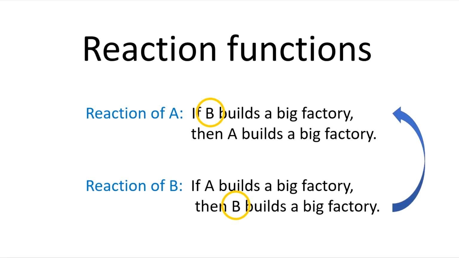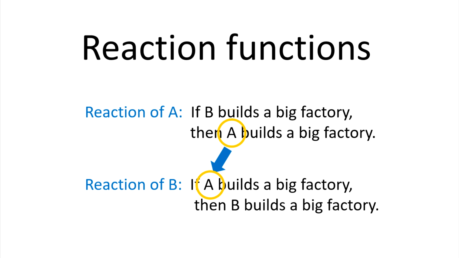And now you see another linkage. Here, if A builds a big factory, then B builds a big factory. And you can repeat, if B builds a big factory, then A builds a big factory. You can repeat this again and again. Therefore, you can read it through smoothly. If B builds a big factory, then A builds a big factory. And if A builds a big factory, then B builds a big factory. So it can be repeated.